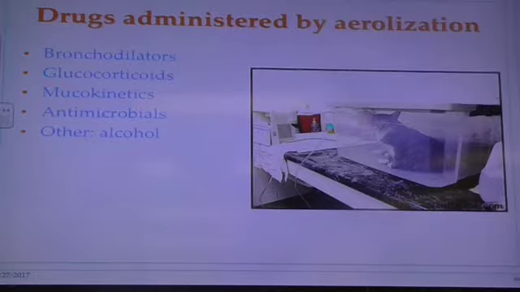And as I mentioned earlier, for a cocktail to use in the nebulizer, these are the commonly used agents in a cocktail. It can be a bronchodilator, glucocorticoid, mucokinetic, or antimicrobials. Some of the textbooks or some practitioners use alcohol, but I prefer not to use alcohol, because alcohol is going to dry out the respiratory tract and cause more problems, because there is going to be dehydration and no water in the upper respiratory tract.